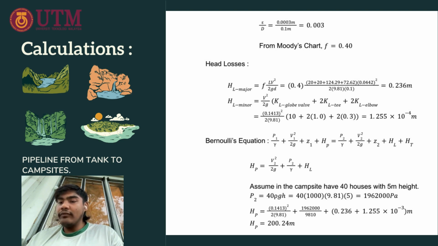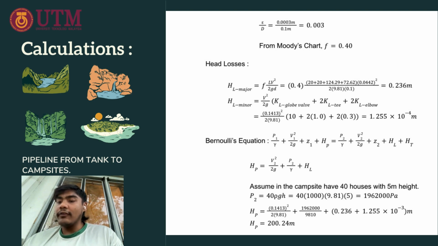Next, we got the Bernoulli equation, and after we simplify the Bernoulli equation, we got the equation to HP equal to V2 squared over 2G plus P2 over gamma plus HL. And to find the pressure, we assume that in the campsite have 40 houses with the 5 meter height. So we use the formula of pressure equal to rho GH, but we times it with 40 house.